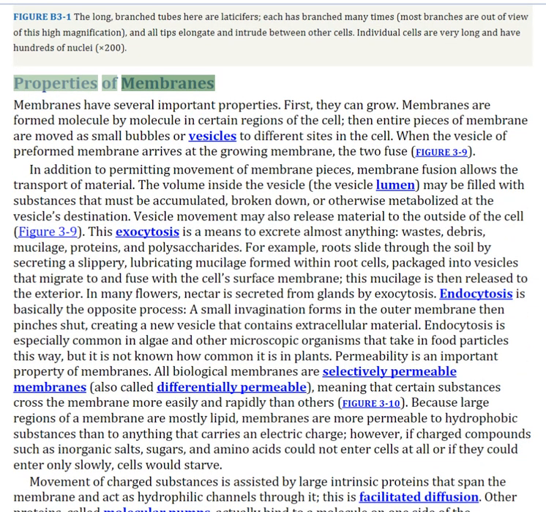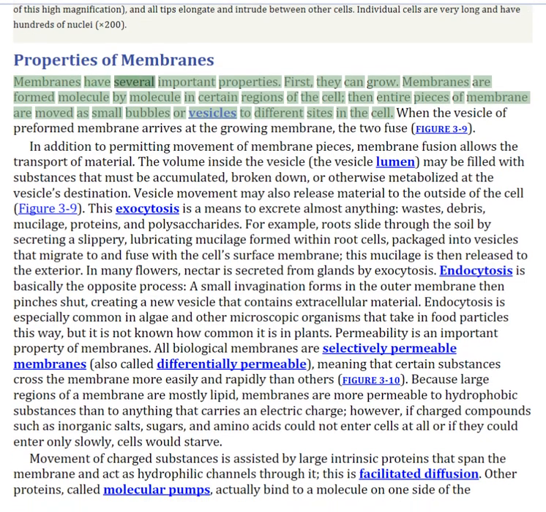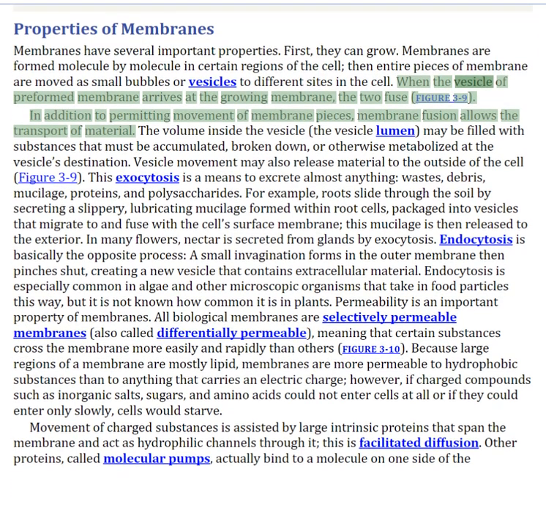Properties of membranes. Membranes have several important properties. First, they can grow. Membranes are formed molecule by molecule in certain regions of the cell, then entire pieces of membrane are moved as small bubbles or vesicles to different sites in the cell. When the vesicle of preformed membrane arrives at the growing membrane, the two fuse.